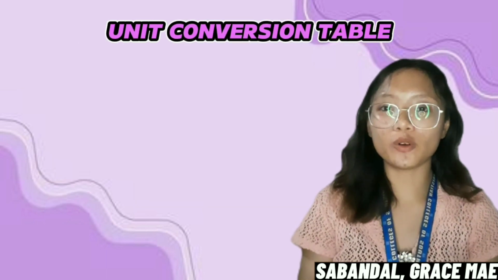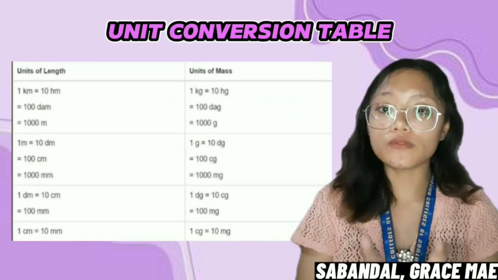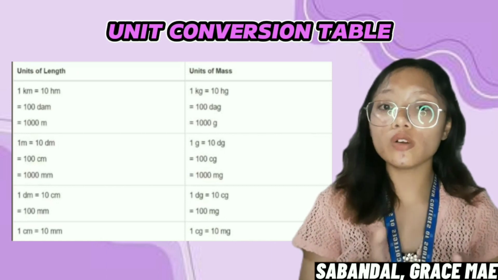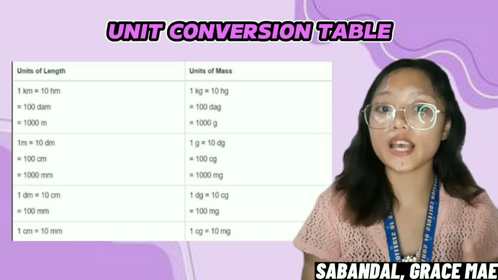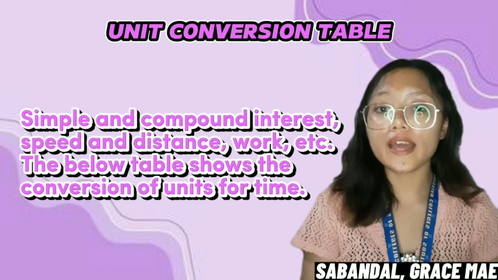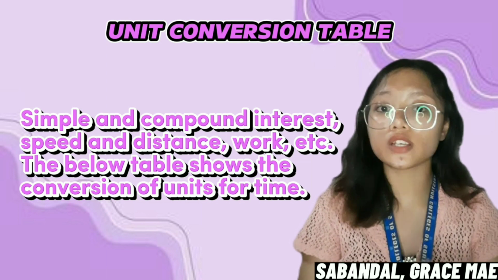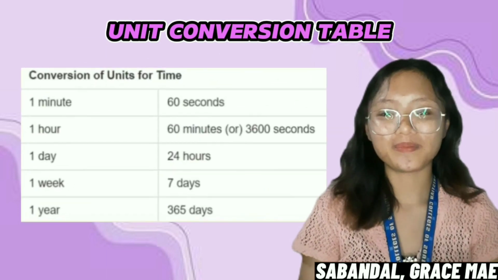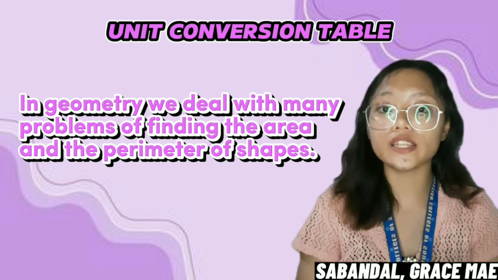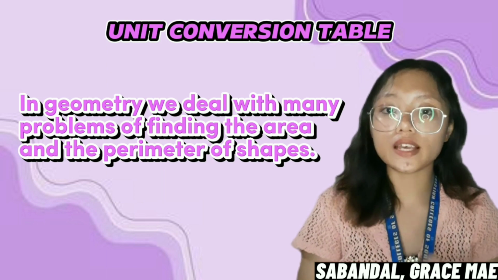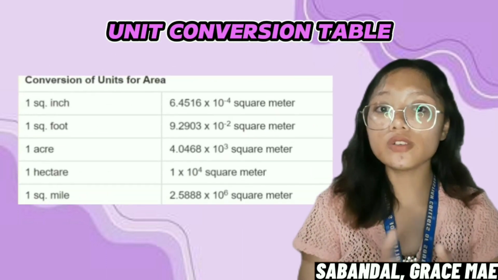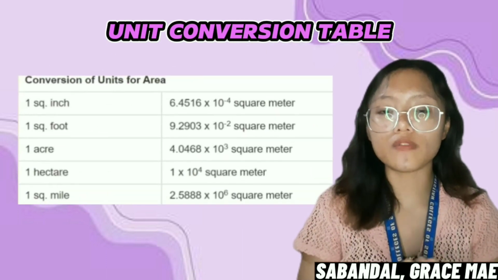The below table helps to understand the conversion of units for mass. Unit conversion table. Let's have a look at some basic unit conversions of mass and length. In mathematics, we also come across time-related problems, for example, simple and compound interest, speed and distance, work, etc. The below table shows the conversion of units for time. In geometry, we deal with many problems of finding the area and the perimeter of shapes. In such cases, one may need to convert the units of measures of the area. The below table helps in such types of conversions.